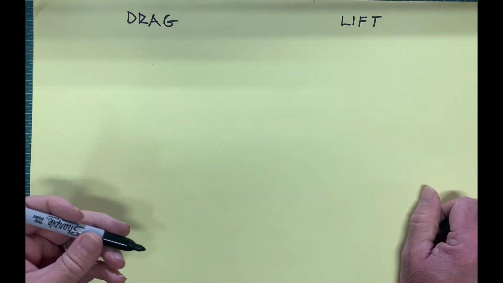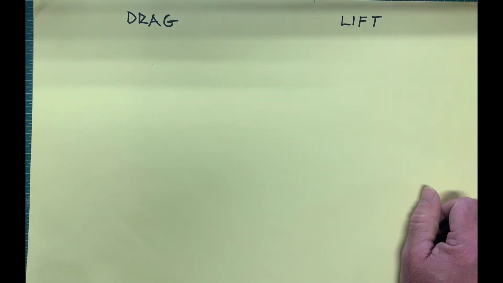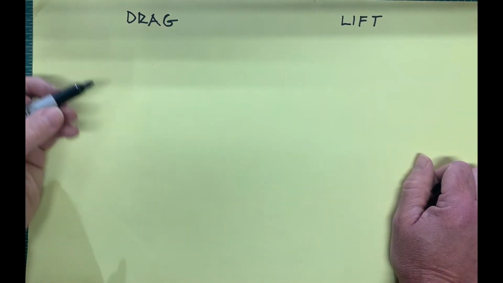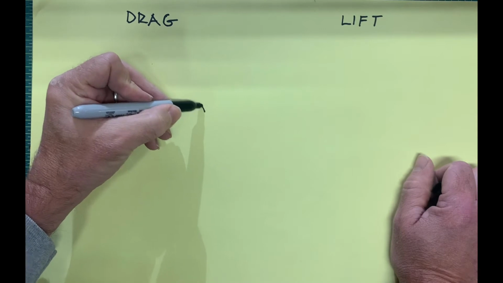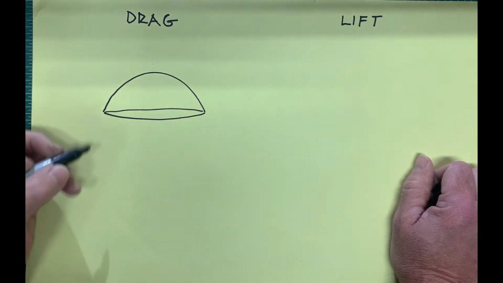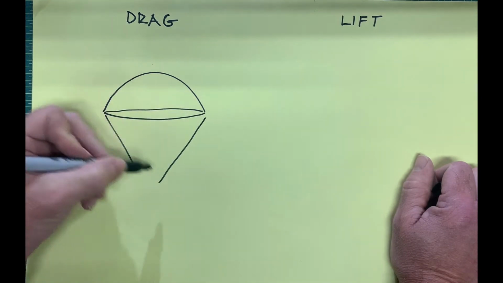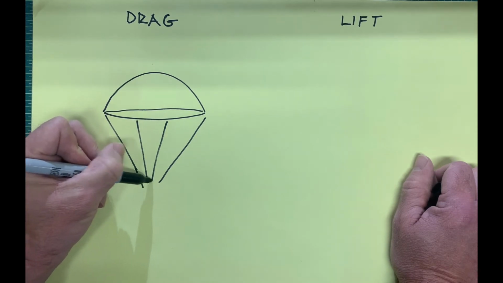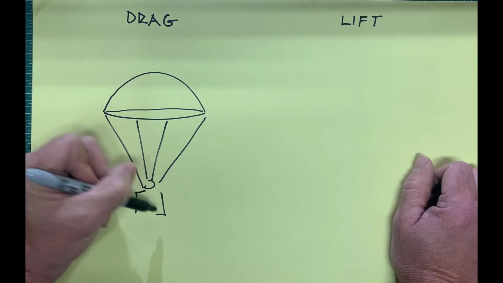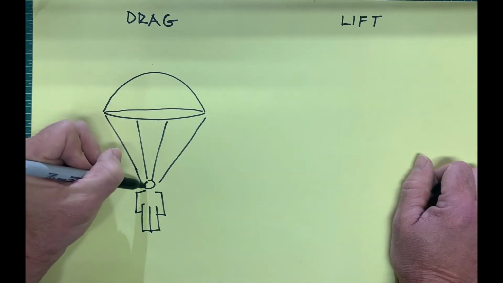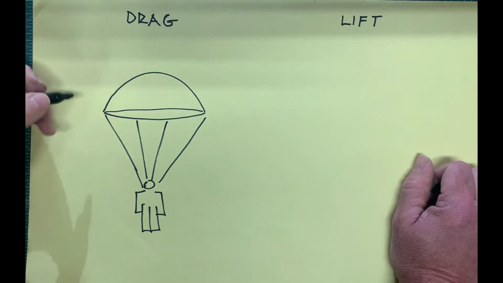So let's say we want to have something fall out of the sky towards the earth as slow as possible. The first thing most people think about is a parachute. A parachute is basically a semicircular shape. Here's a little person here.